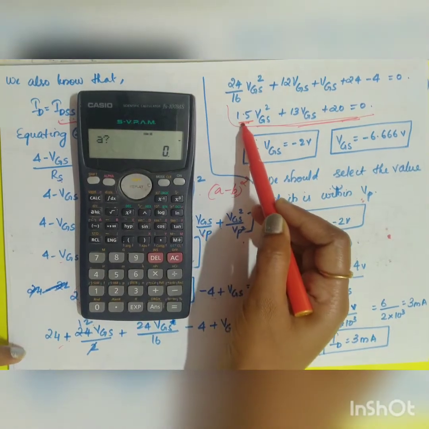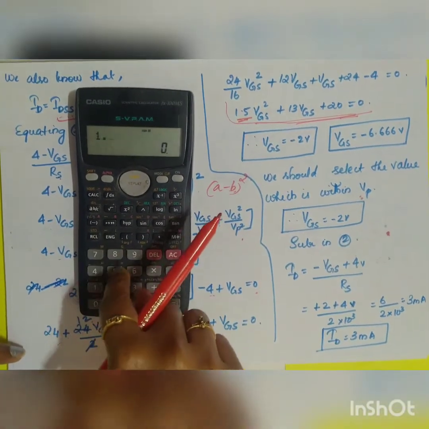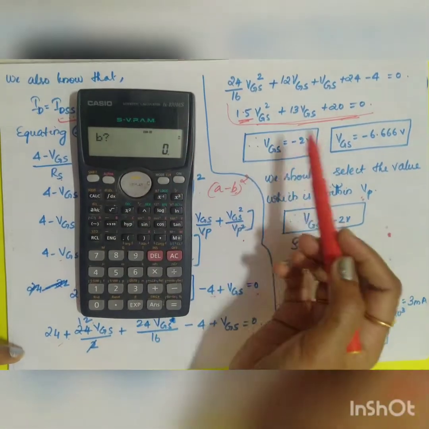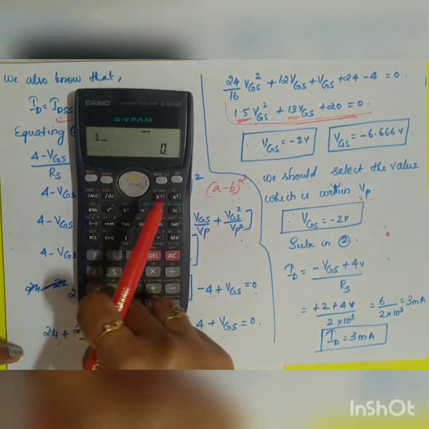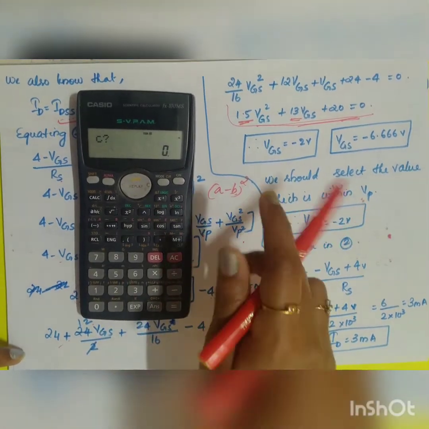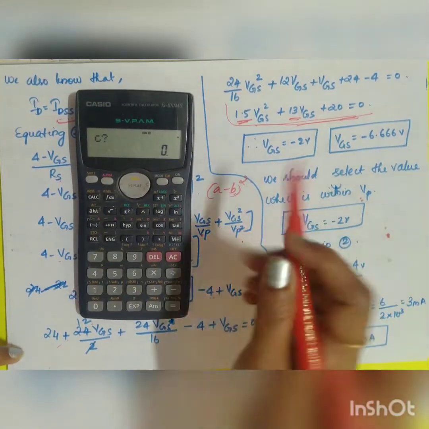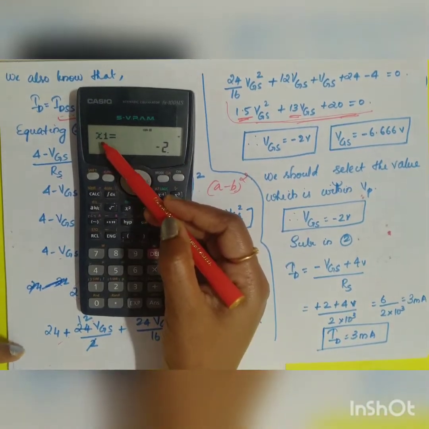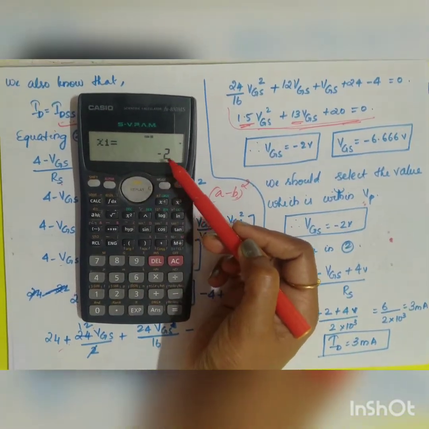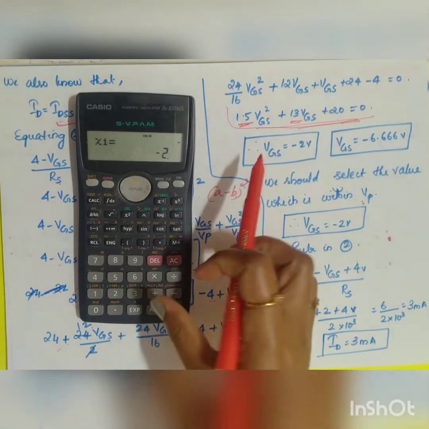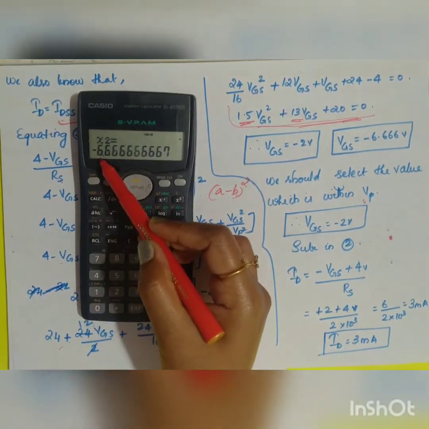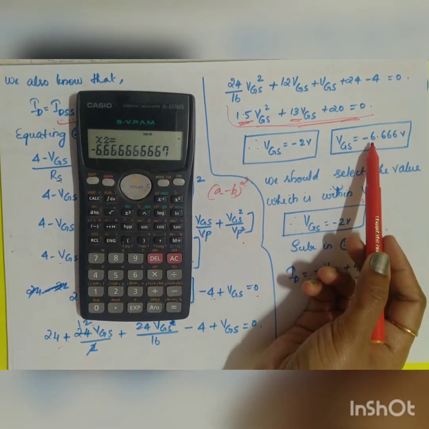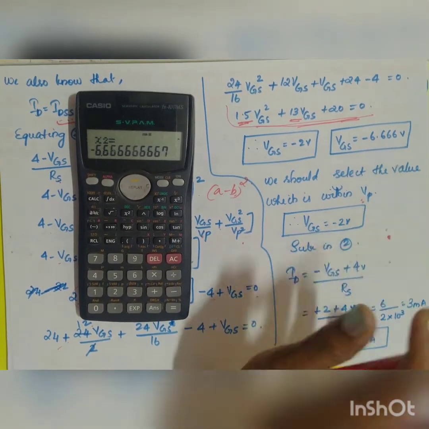Here the coefficient of A is 1.5. So type 1.5, then equal to, then it will ask for B. So the value for B is 13, equal to, the last coefficient C is 20. So enter 20, equal to. Now you will be getting the answer. X1 is equal to minus 2. So VGS will be equal to minus 2 and minus 6.666. So this is your VGS, and the second answer is minus 6.666 volt.